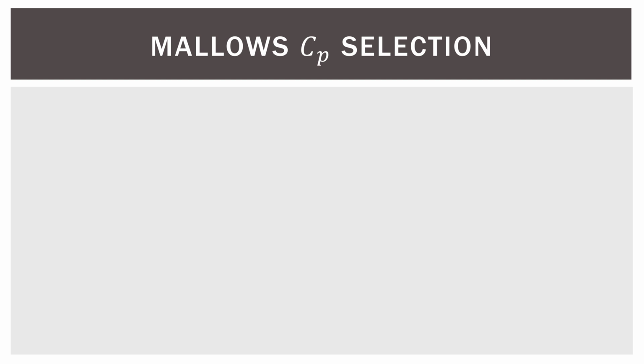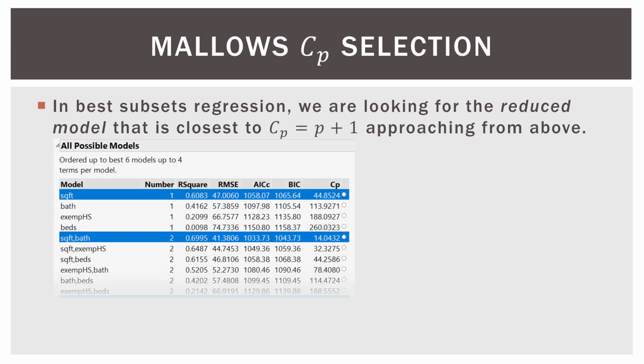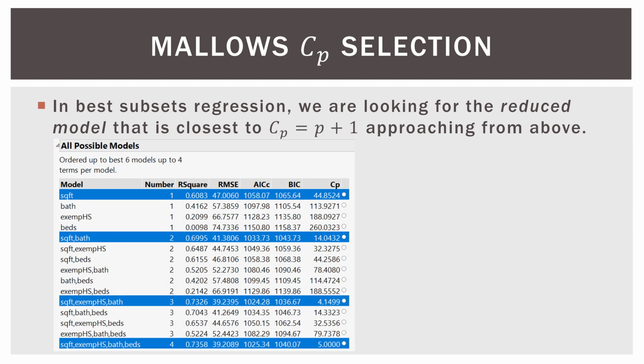So how do we use Mallows C for selection? In best subsets regression, we are looking for the reduced model that is closest to P plus 1 approaching from above. Now, what do I mean by that? Well, here's our output. First thing we need to do is actually eliminate the one at the bottom. That is the full model. We're not considering that under Mallows C. I'll put a line through it.